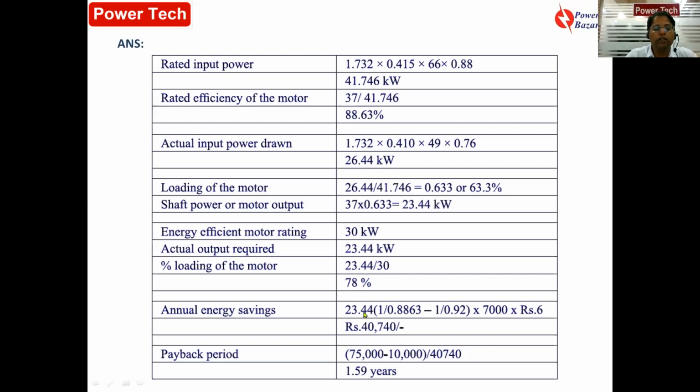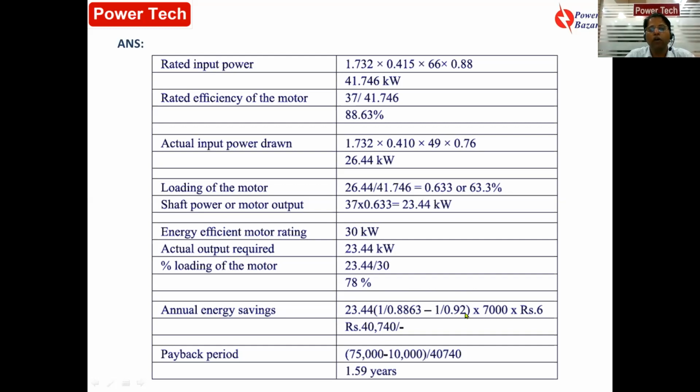Now we have all read the formula. Kilowatt saving will be how much? Actual output load, that is 23.4, into 1 by old efficiency, 88.6%, minus 1 by new energy efficient motor efficiency. So actual output into 1 by old efficiency minus 1 by new efficiency. This is the actual kilowatt saving. That means this is the energy saving.